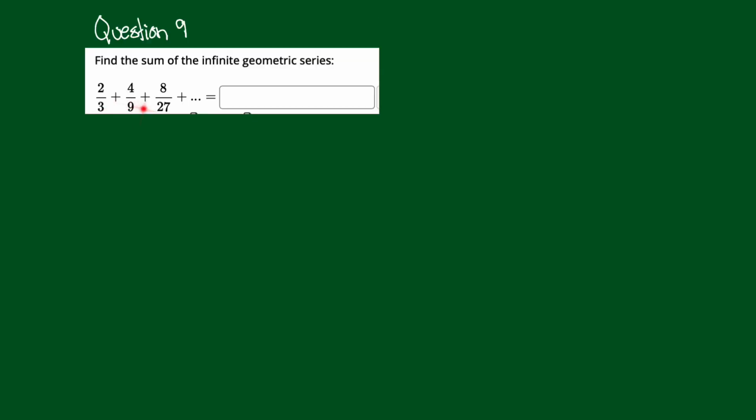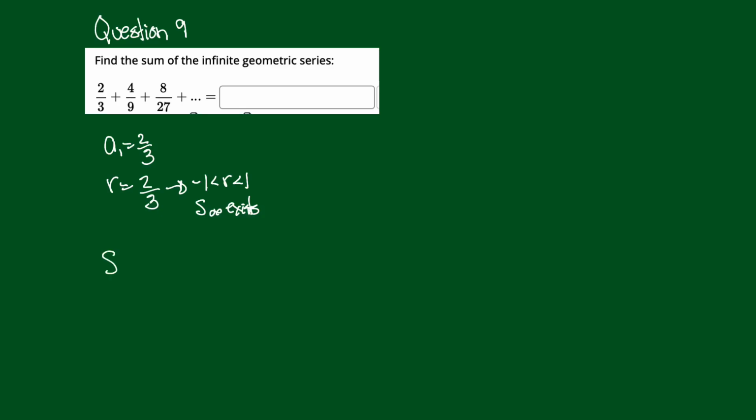Number 9. Let's add up all these infinitely many terms. All right, so we're told it's geometric. So a1 is equal to 2/3. Now what is r? How do you get from one term to the next? Well, what if you multiplied by 2 on top, multiplied by 3 on the bottom, multiplied by 2, multiplied by 3. So I think r is also equal to 2/3. And -1 less than r less than 1, so the infinite sum exists.